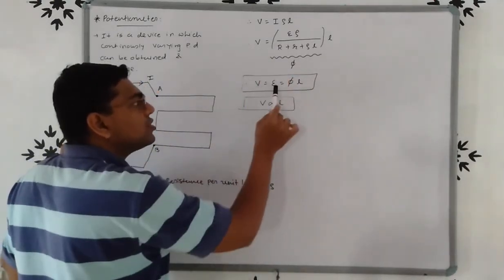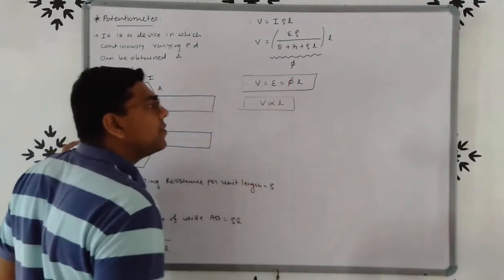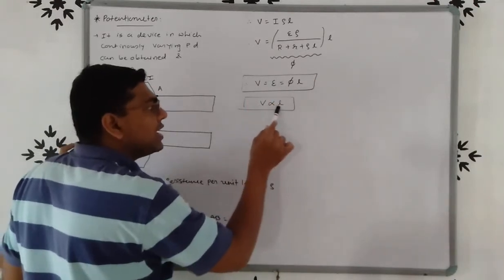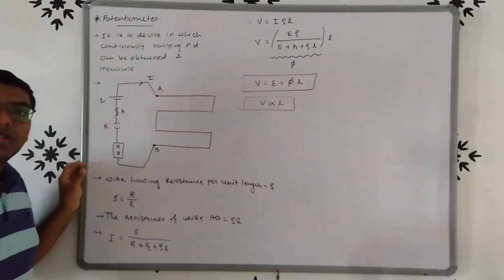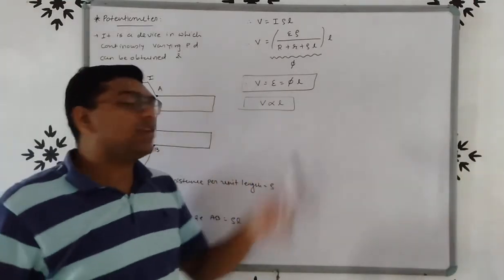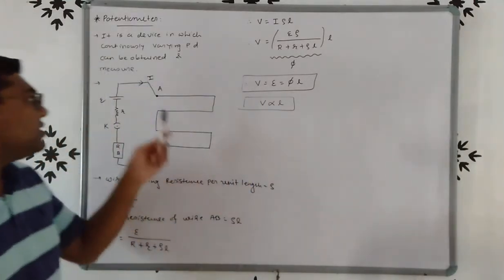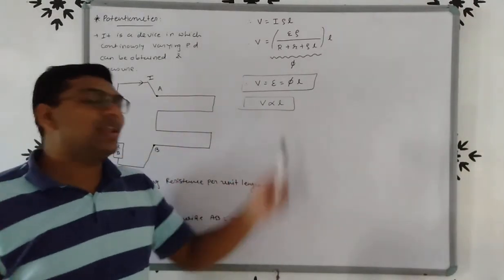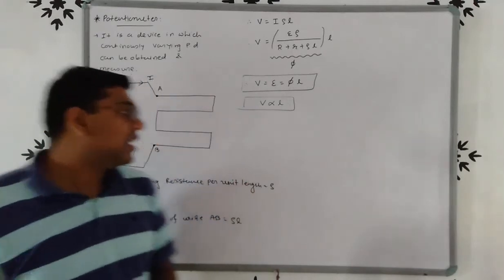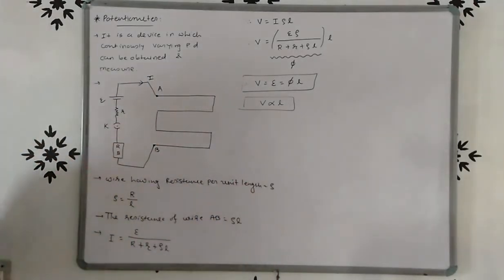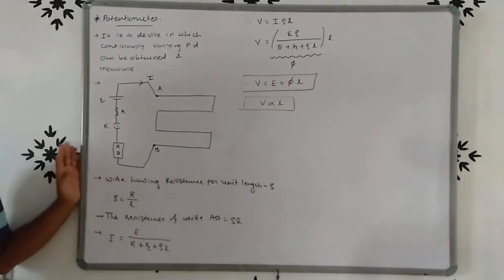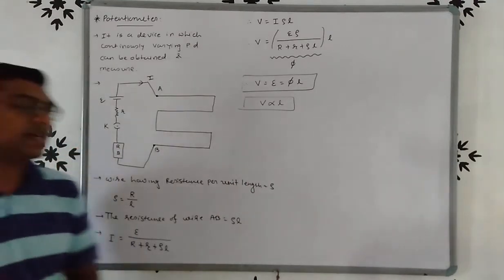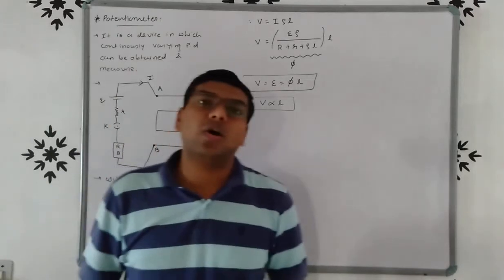So V is equal to phi L. Here phi is constant, so V is directly proportional to length. So we can say that the potential difference between two points A and B is directly proportional to the length of the wire, right? So this is the discussion about potentiometer.